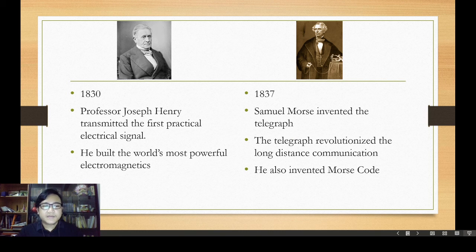The next slide is about the timeline of milestones in human and electronic communication. The first is Professor Joseph Henry. In 1830, Professor Joseph Henry transmitted the first practical electrical signal. He built the world's most powerful electromagnets. In 1837, Samuel Morse invented the telegraph. The telegraph revolutionized long-distance communication. He also invented Morse code.